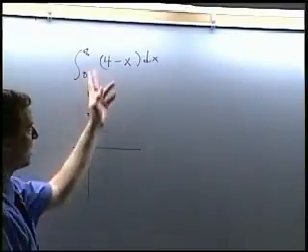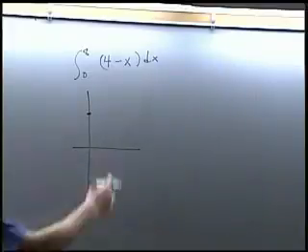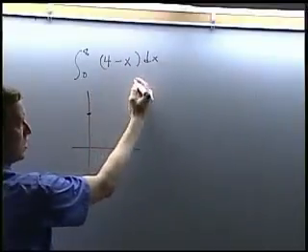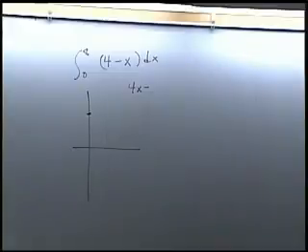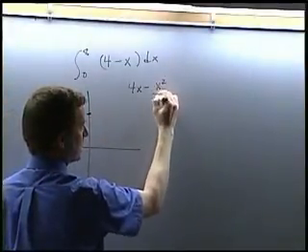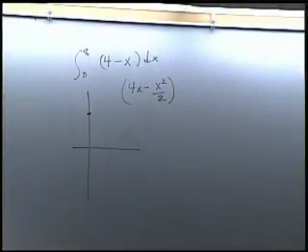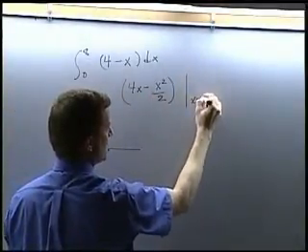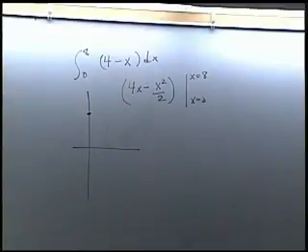Okay? All right, what's my antiderivative? Antiderivative of 4 is 4x. Antiderivative of x, x squared divided by 2. Okay? And then I would have a plus constant on the end. Then I want to sub in the values of x equals 0 and x equals 8.